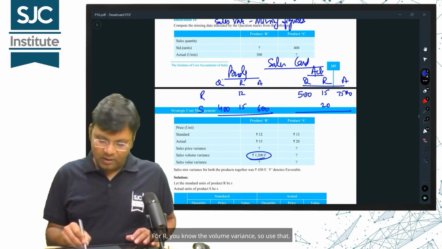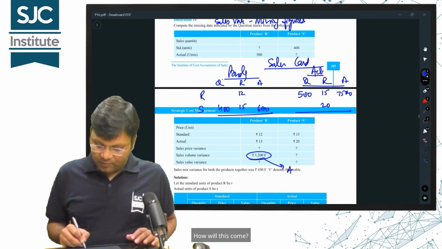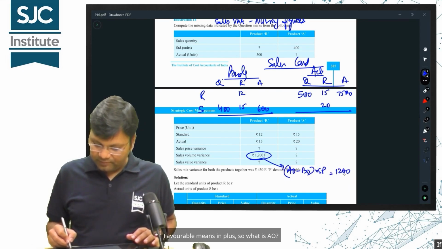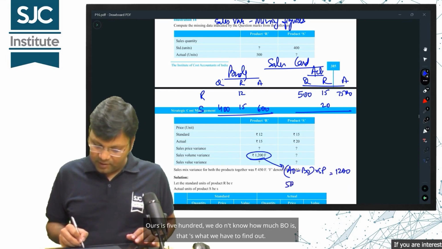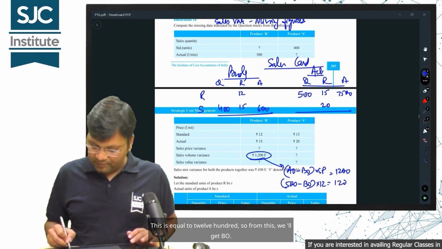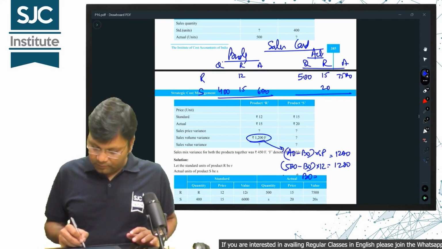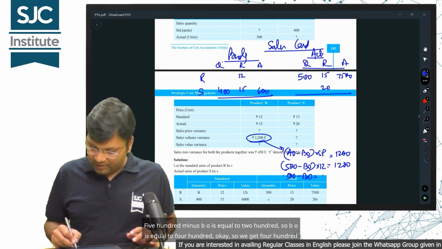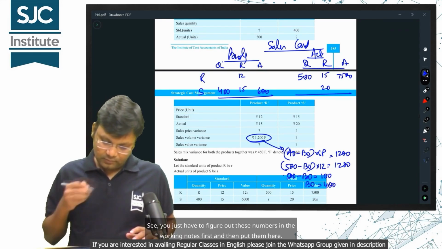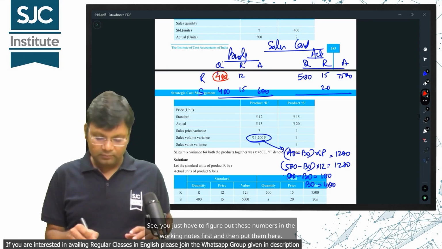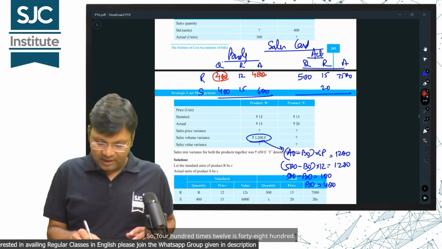For R, you know the volume variance, so use that. How will this come? Actual minus budget quantity into standard price is equal to 1200 favorable. Favorable means positive. Ours actual is 500, we don't know how much budget is, that's what we have to find out. What is the standard price? 12. This is equal to 1200, so from this, we'll get the budget quantity. 500 minus BQ is equal to 100, so BQ is equal to 400. Okay, so we get 400 here. You just have to figure out these numbers in the working notes first and then put them here. So, 400 times 12 is 4800.